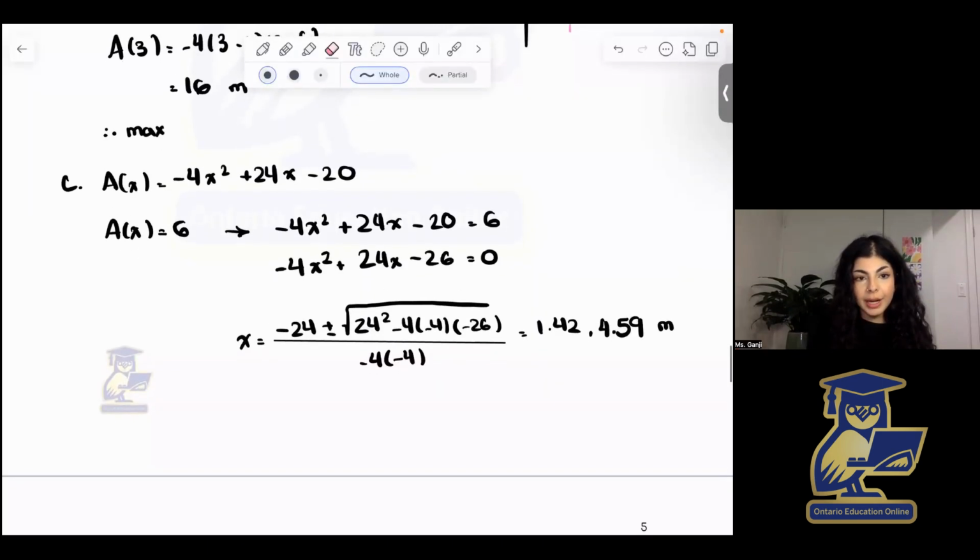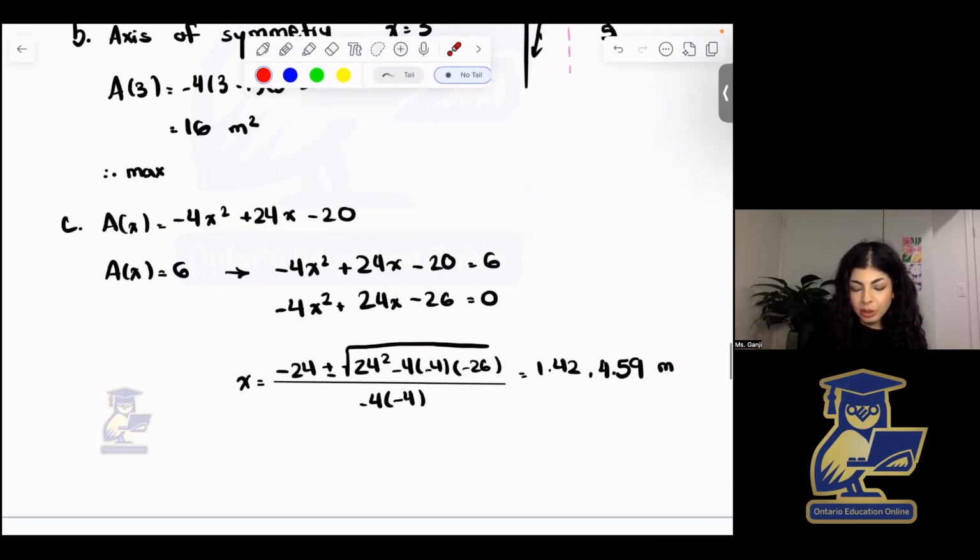Okay, so here we are expanding first to the standard form, and setting A of x equal to 6. And now we can find an equation that equals 0, and I will apply the quadratic formula. One step here, you could have factored out -2 and made your ABCs a little smaller, but because I already knew I was using the quadratic formula, it didn't matter. You can just skip to this step right away and let the calculator do the work. So then we get x as 1.42 or 4.59 meters.